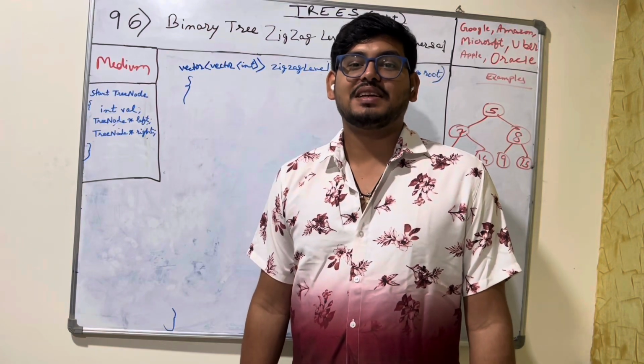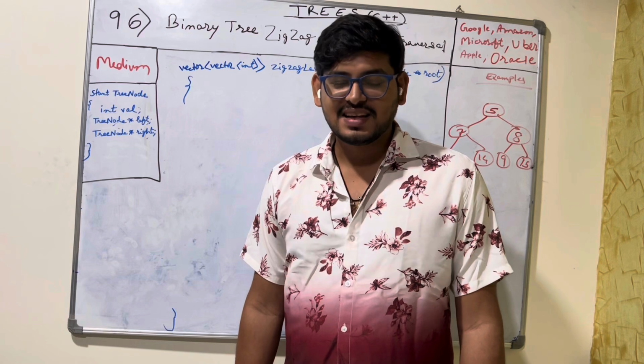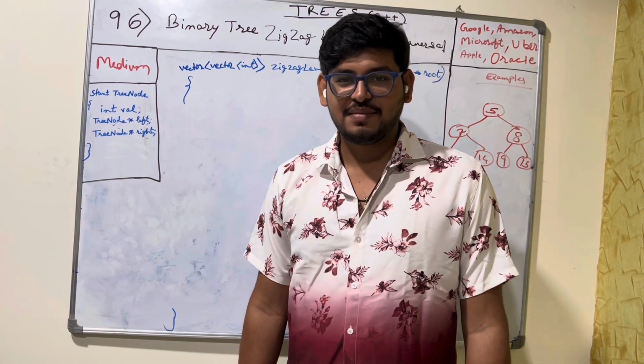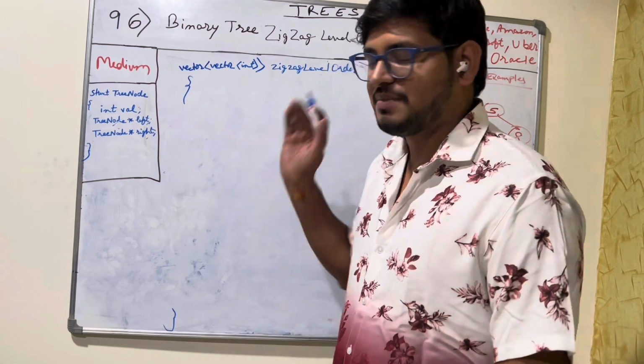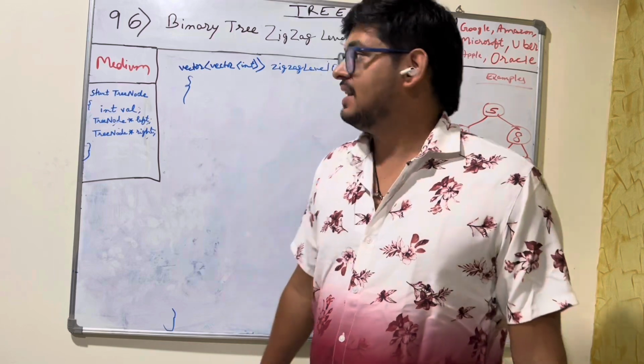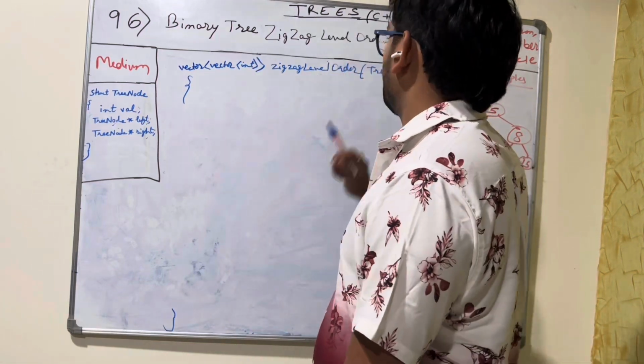Today we are going to solve the 96th question of the problem solving series and the 6th question of the topic tree. The difficulty level for this question is medium, and this question has been asked in Amazon, Microsoft, Google, Uber, Apple, Oracle and many other companies. Binary tree zigzag level order traversal.